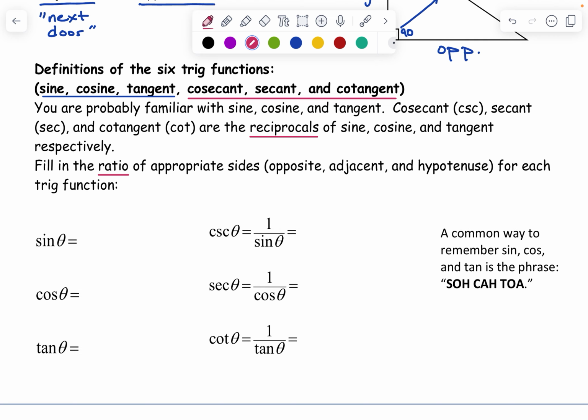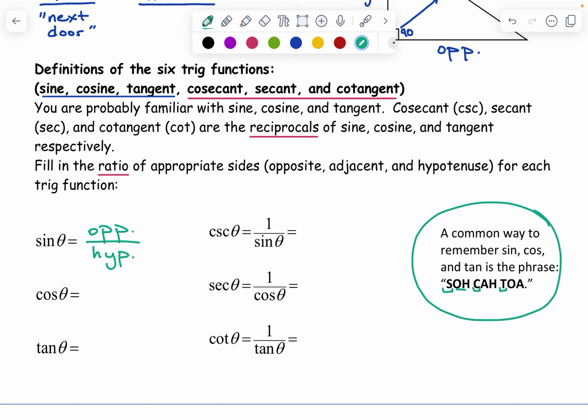And you've probably heard the term SOHCAHTOA, and it's a way to remember your sine ratio, your cosine ratio, and your tangent ratio. Sine is opposite side over the hypotenuse. Cosine is the adjacent side over the hypotenuse. So again, these are all ratios, so it's showing the relationship of these two sides. The tangent is opposite over adjacent. That's where the TOA comes from, SOHCAHTOA.